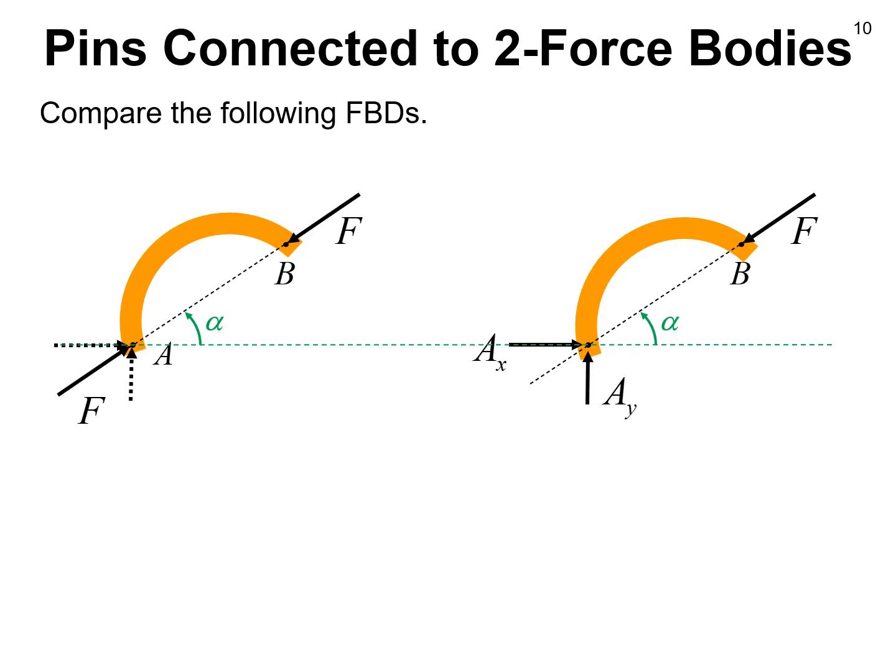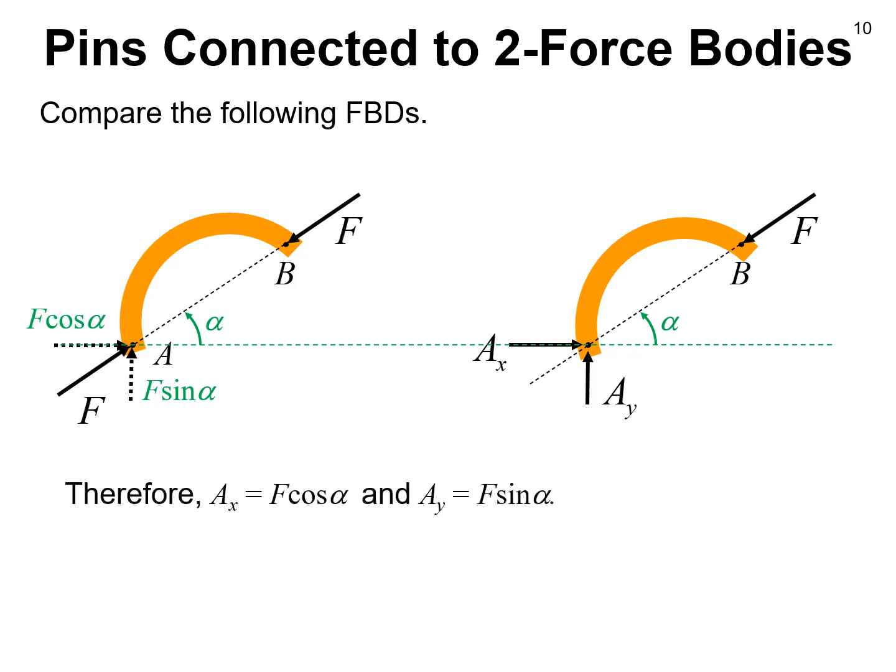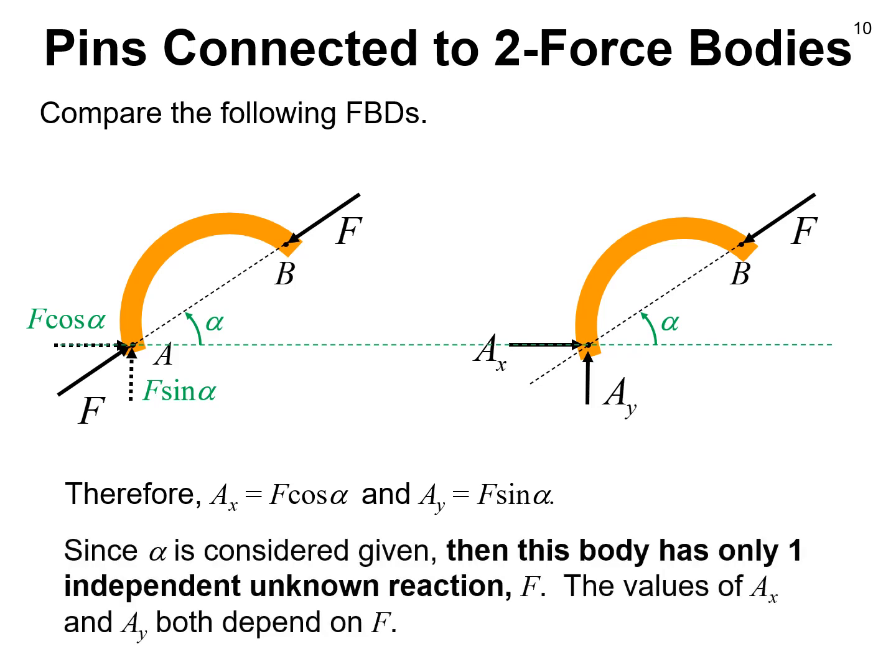And because we've done a lot of trigonometry, I think it's clear that the two components of F are now F cosine alpha and F sine alpha, which means we can see a direct correspondence. The AX force in the right-hand diagram is really F cosine of alpha, and the AY force is really F sine alpha. And because, again, we're considering alpha to be a known angle, this body has just one independent unknown reaction, F. The AX and AY both depend on the same value of F, so they really count just as one, not two different unknowns.